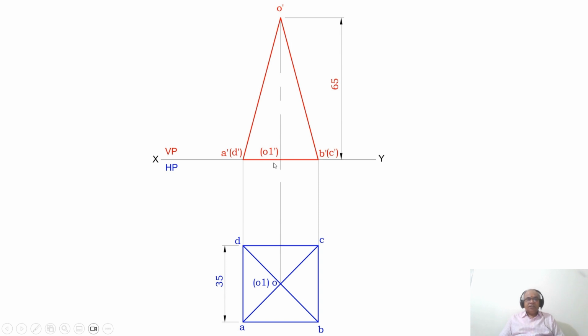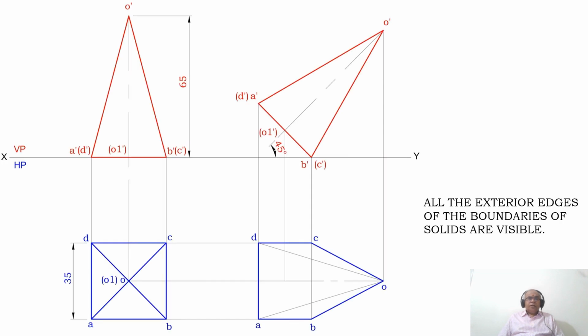As the base edges are resting on HP, you make sure that the base edge which is resting on HP is perpendicular to VP. Once you have an edge perpendicular to VP, in the front view you will get a point. That is our main intention of getting a point in the front view, so that on that point we can rotate in the second position. Now, he says the axis is inclined to HP at 45 degrees.